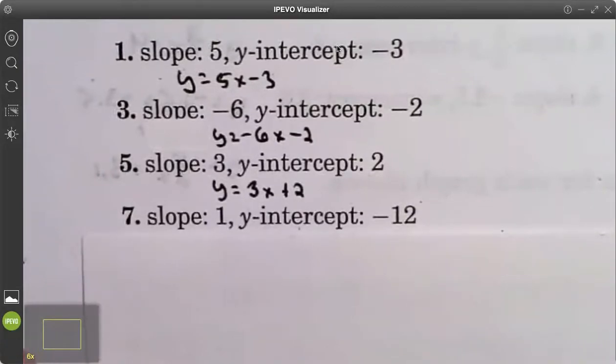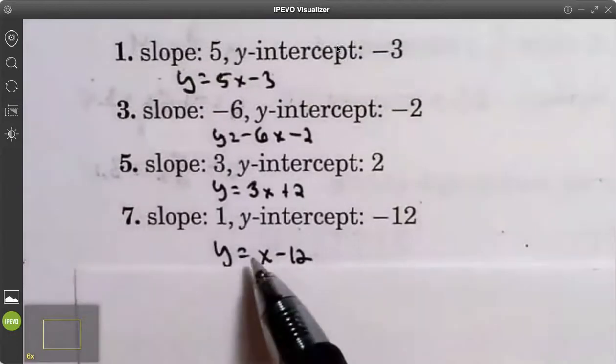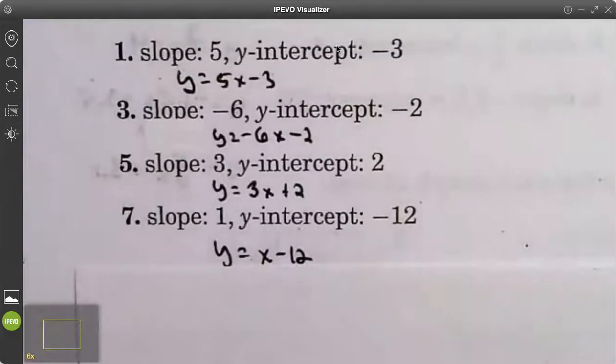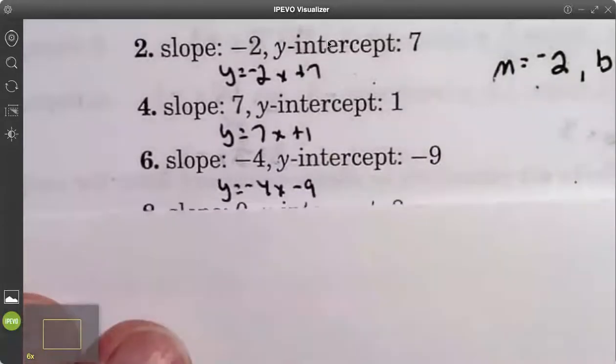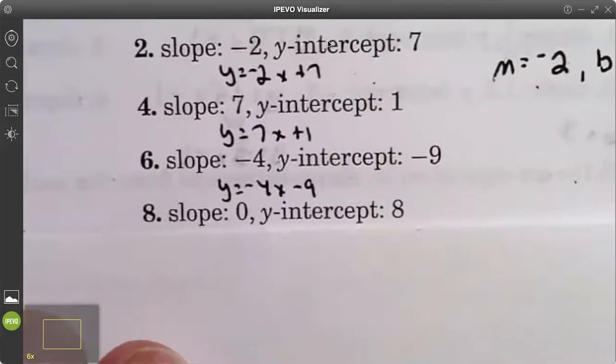Try number 7. Number 7 would be y equals x minus 12. While 1x wouldn't technically be wrong, we don't write it because it's understood, and that would not be simplest form. Simplest form of 1x is just x because the 1 is understood. Try number 6. Number 6 is y equals negative 4x minus 9. Ooh, try number 8.